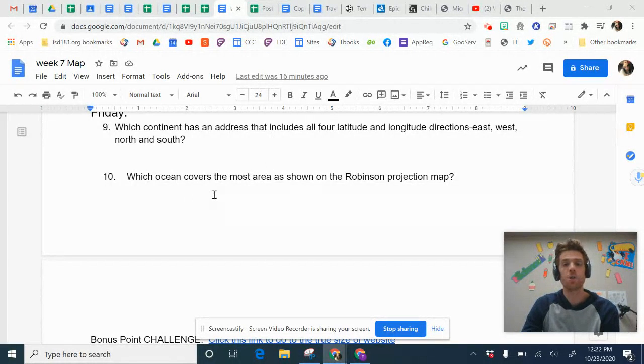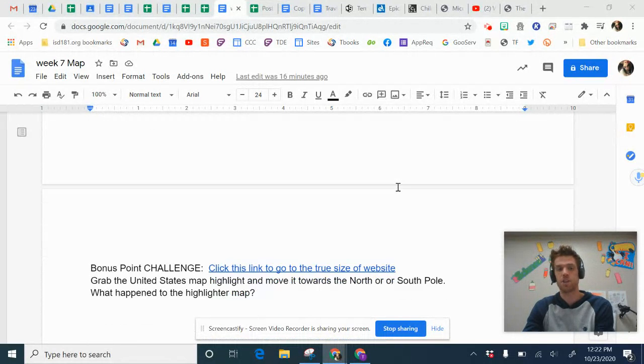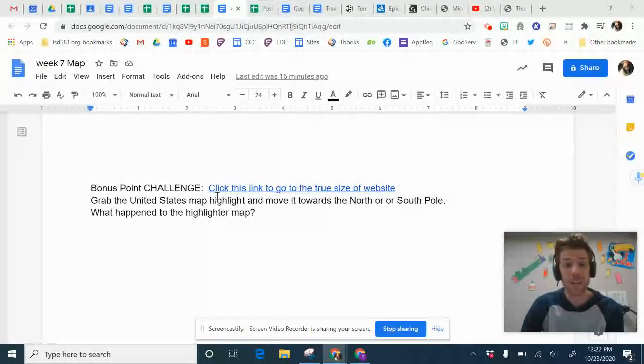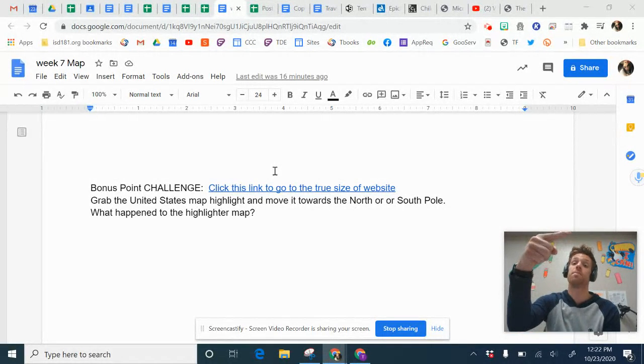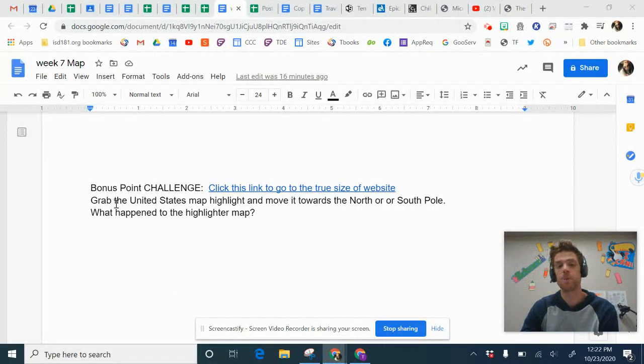Number 10, which ocean covers the most area shown on the Robinson projection map? So look at the oceans. Which one looks the largest according to our Robinson projection map? Lastly, bonus, click this link right here. This is to go to the True Size Of website. This website is mentioned in the video above, and it's super fun to play around with.